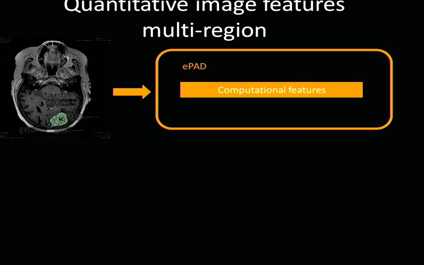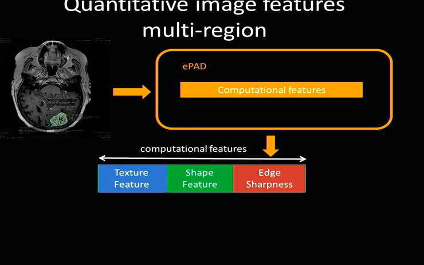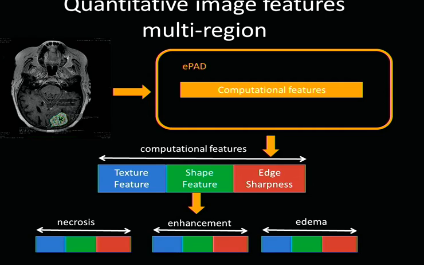In the case of brain tumors, we actually have multiple regions that we segment from these tumors. We look at features of necrosis areas, enhancement areas, and edema areas. So in this case, we have essentially 3 times the amount of features because we can characterize all these different regions.